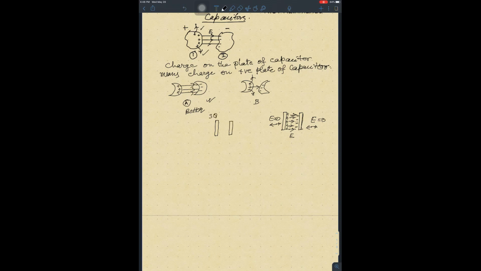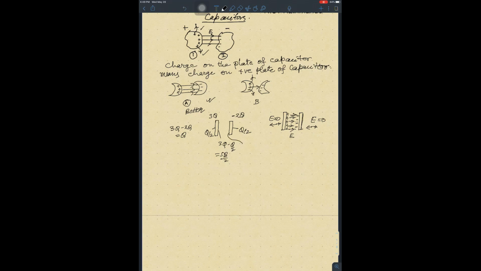Suppose a 3q charge and a minus 2q charge are given. In this situation, in the distribution of charge, we can understand that 3q minus 2q, that is q charge, will be distributed on this outer surface and this outer surface. That means q by 2 will be here and q by 2 will be here. So on this surface the charge will be 3q minus q by 2, that is 5q by 2.